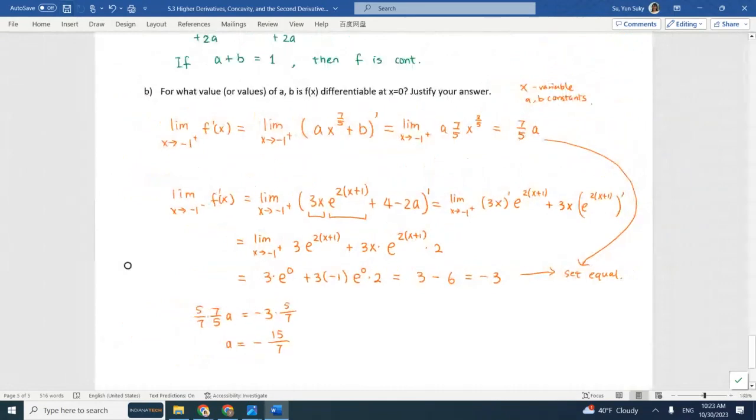We haven't finished. Because a function is differentiable, first of all, it must be continuous first. Right, everybody? Okay, so therefore, the a and b also satisfy a plus b equals 1. So you get your a, and because a plus b equals 1, your b is 1 minus a, right? We subtract a from both sides, and that is 1 minus a is -15 over 7.